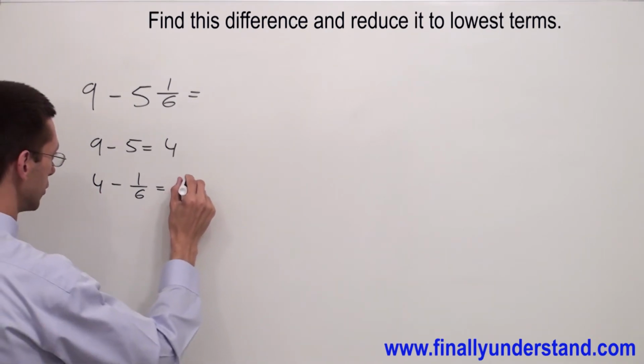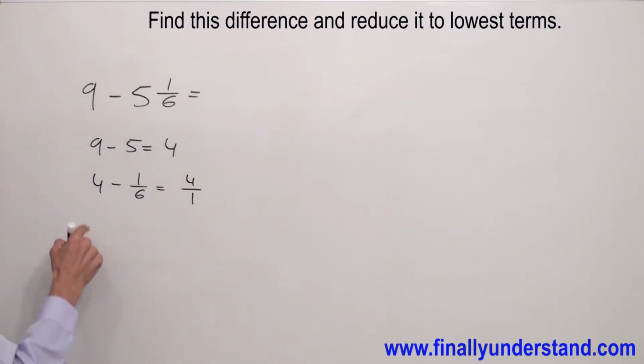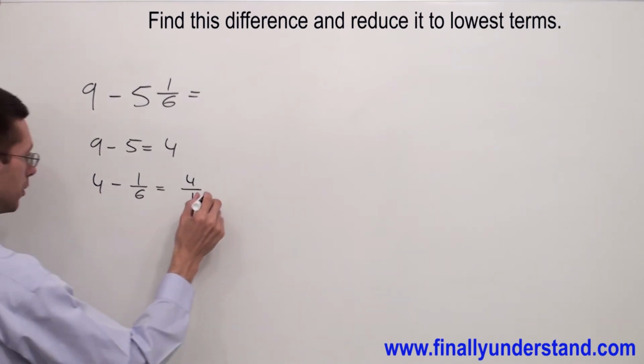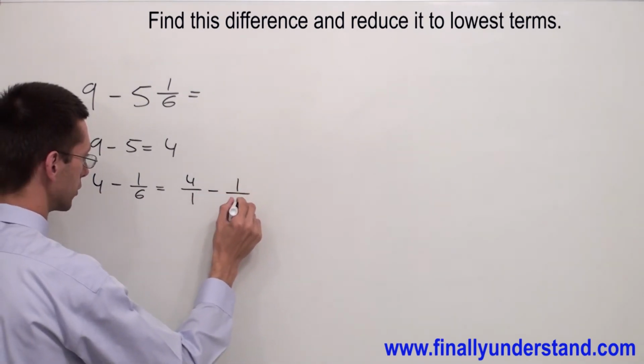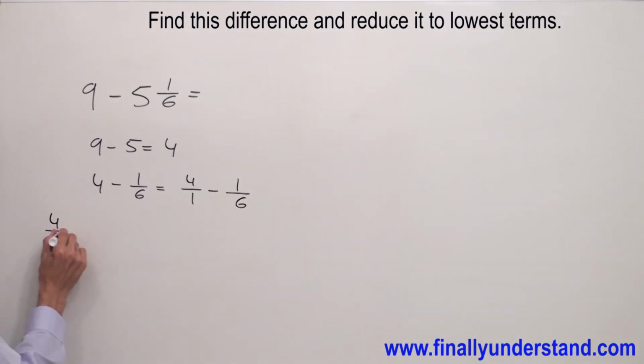Okay? In order to solve this problem, I have to convert 4 into the improper fraction. So I'm going to say this is equivalent to 4 over 1. Anytime you want to convert a whole number to an improper fraction, you have to write this number over 1. Minus 1 over 6. Okay? So let me rewrite these fractions. I have 4 over 1, I have 1 over 6.